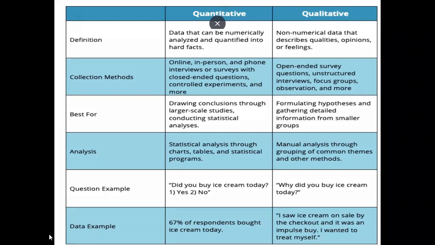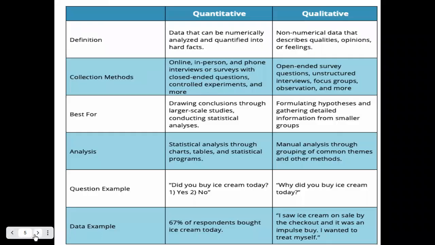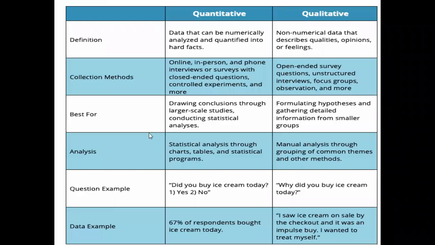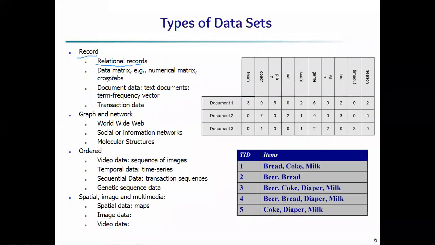So qualitative and quantitative data is a very simple concept. Now the next one is types of data sets. We are focusing on the different types of data sets used in the current scenario. You can see here a record. Records can be relational records. These are the data sets, and then we'll move forward to data objects.